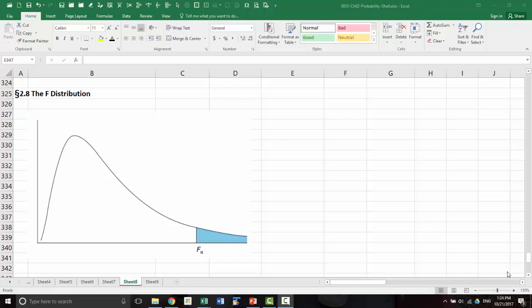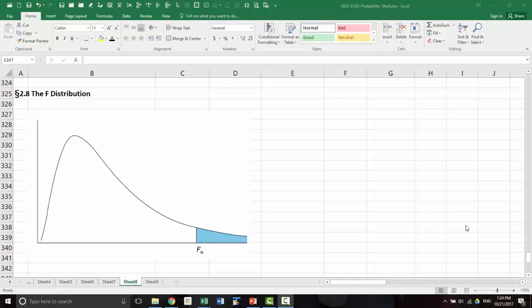The second continuous random variable probability distribution we're going to look at is called the F distribution. Now, the F distribution has a shape like this, and it is in the first quadrant, meaning the X values will have to be non-negative, 0 or more.